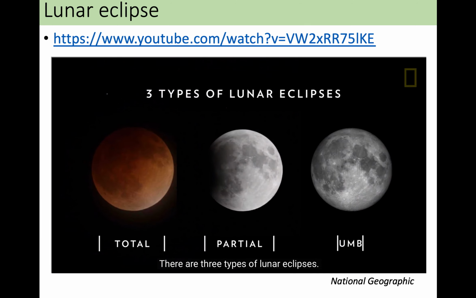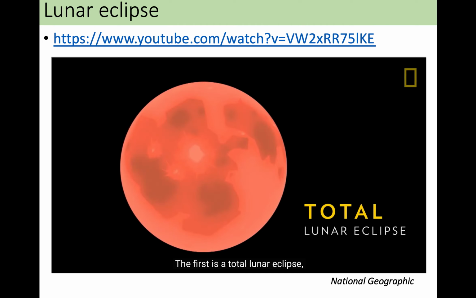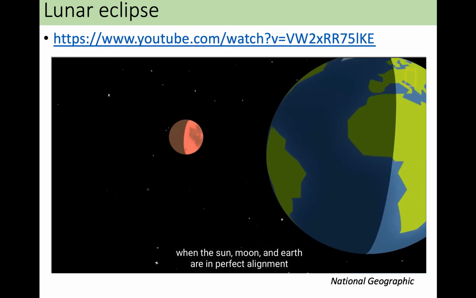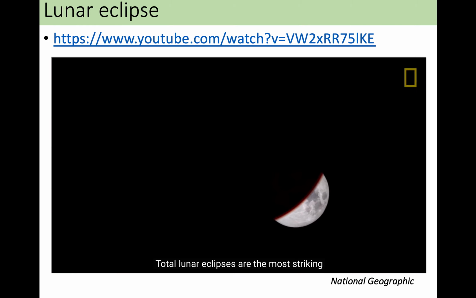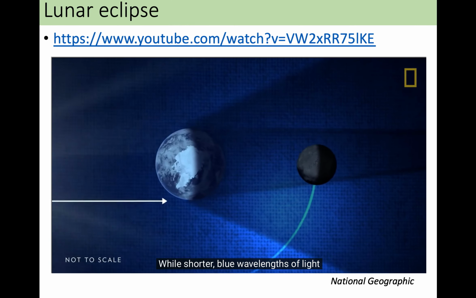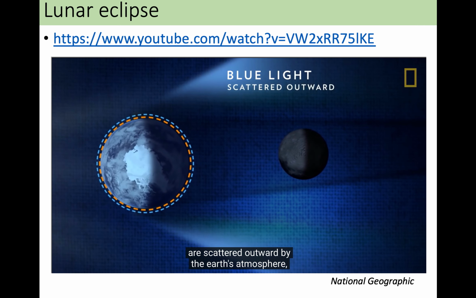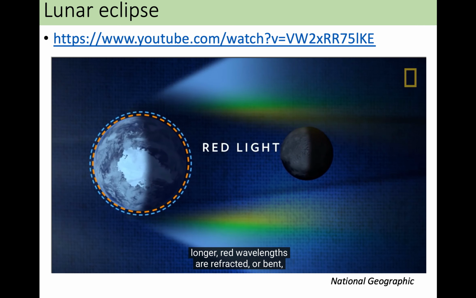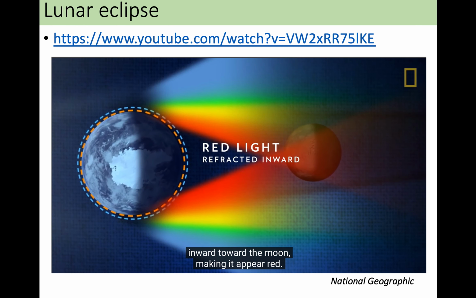There are three types of lunar eclipses. The first is a total lunar eclipse, when the sun, moon, and Earth are in perfect alignment and the moon falls within the Earth's umbral shadow. Total lunar eclipses are the most striking of the three types because they turn the moon a sunset red. While shorter blue wavelengths of light are scattered outward by the Earth's atmosphere, longer red wavelengths are refracted or bent inward toward the moon, making it appear red.